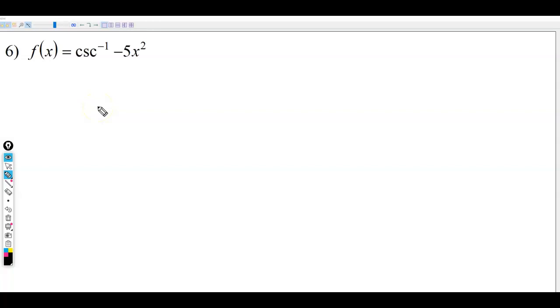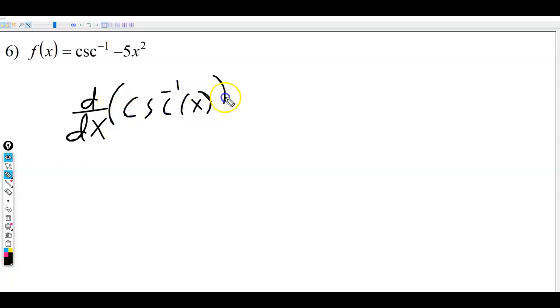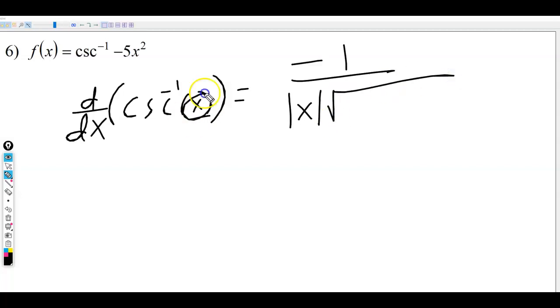So the derivative of, you don't need to write this part really, but the derivative of arc cosecant has a formula. The formula looks like this. Actually, it's negative 1 over the absolute value of whatever's on the inside times the square root of the inside squared minus 1. So that's the formula for the derivative of arc cosecant.